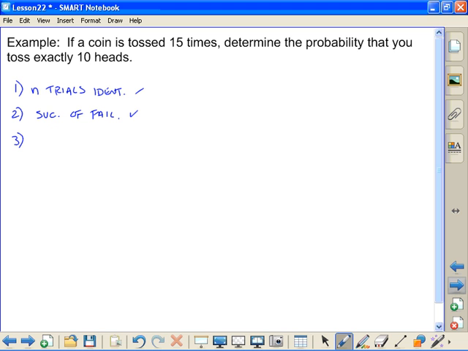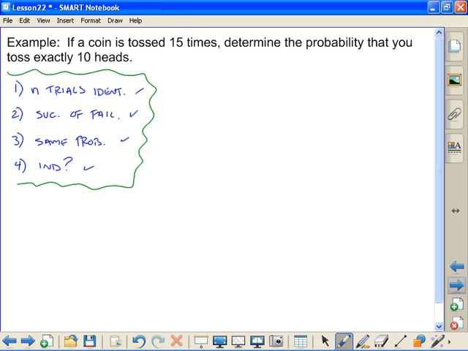Three, same probability. Same probability each time. Yep, it's always a 50-50 chance. And finally, independent. And yes, if I toss a head, the coin doesn't care what it does the next time. It could be a head or a tail. So that's kind of the mental checklist that you're doing, especially when we introduce other probabilities and they start getting mixed in. So it's important that you go through that mental checklist.